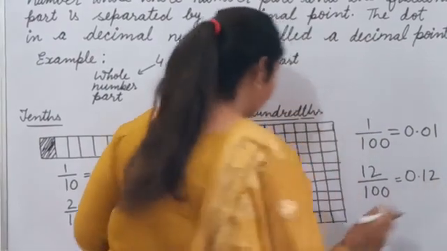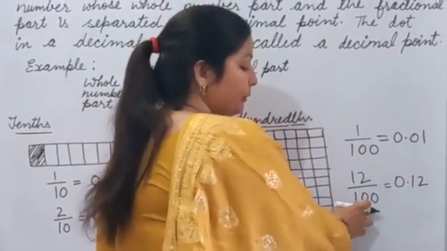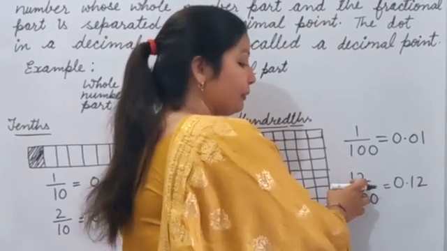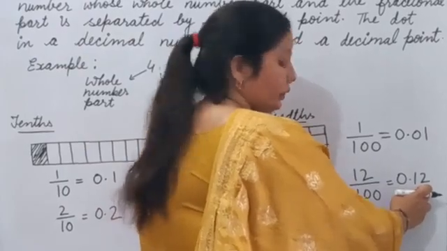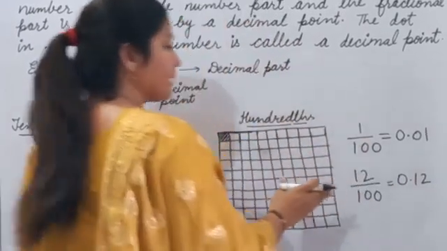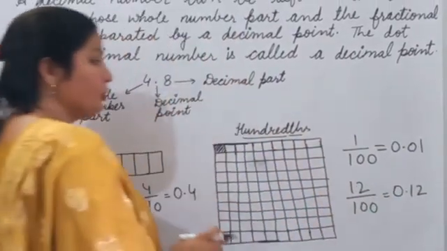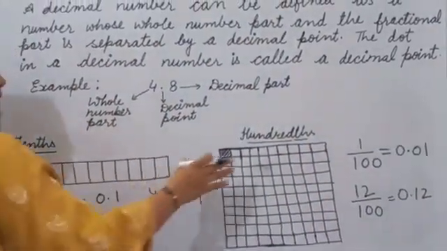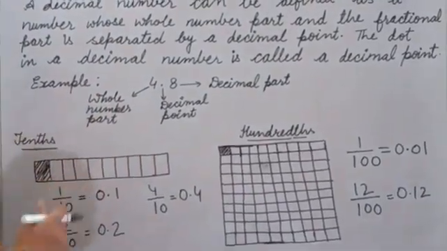0.12. Okay. Because in decimal there is 2 times 0. In 100 we have 2 times 0. So in the numerator we will take 2 decimal places. So it becomes 0.12. Okay. So like this we can write fractional form into decimal form. So this is 10 and this is 100. So like this, now we will start our exercise.